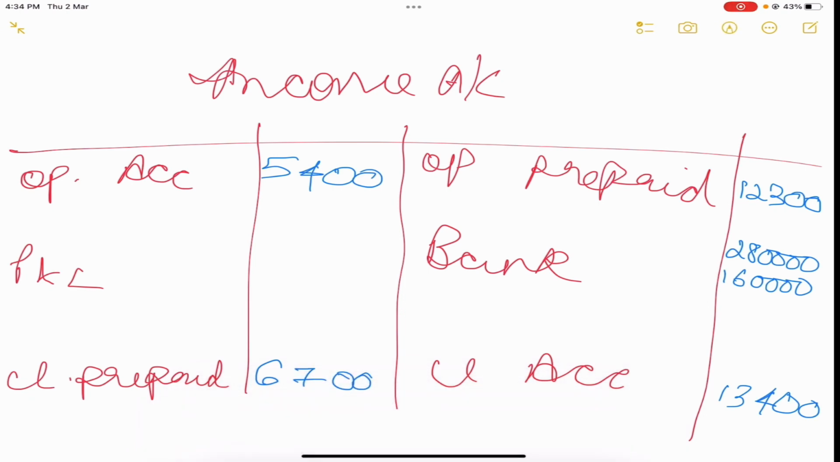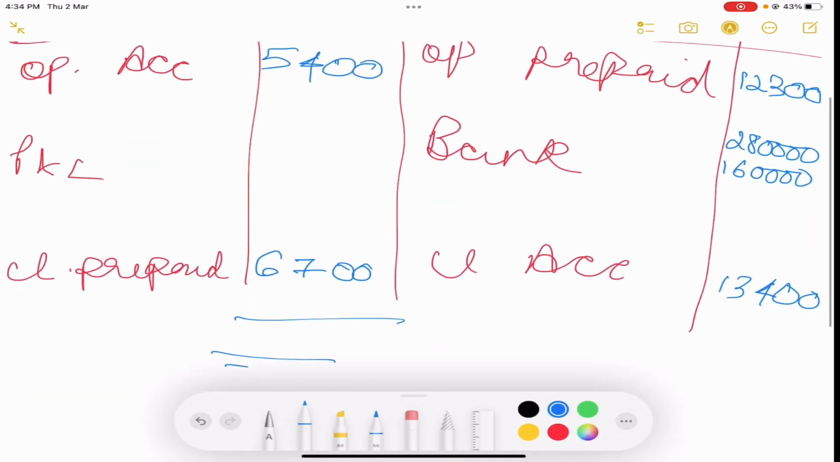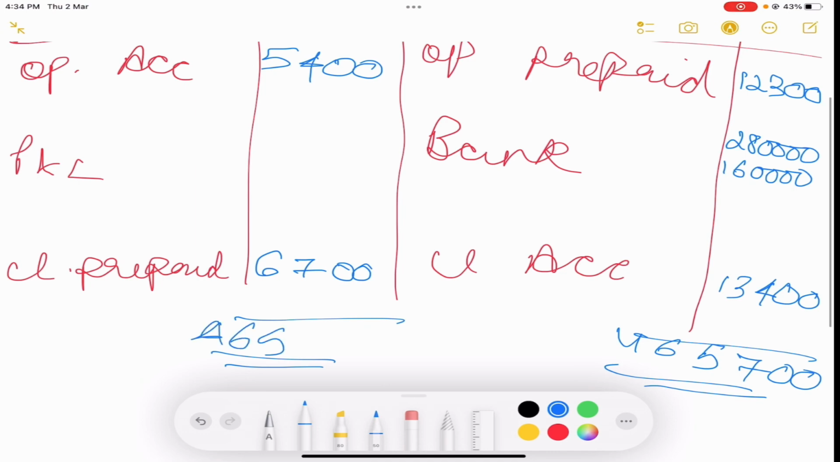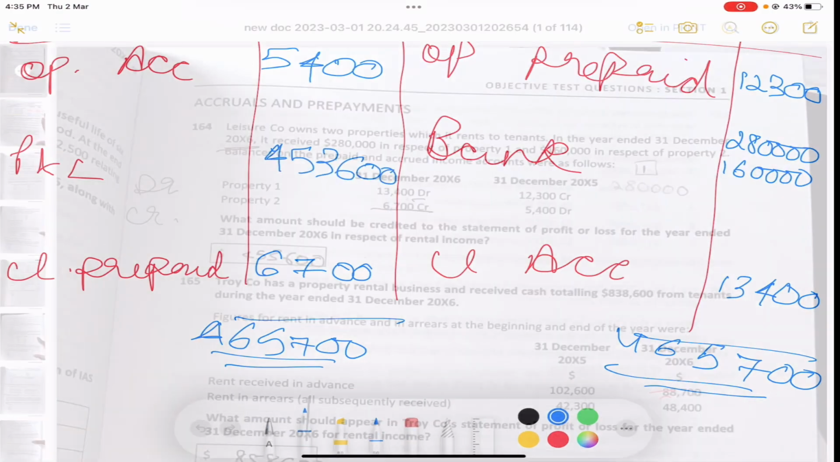So now we do the balancing. Whatever the balancing is, I hope you're doing it. That would be about 465,700. So my balancing figure would be 453,600. So I hope you got the answer.